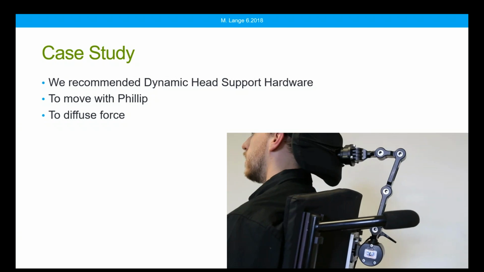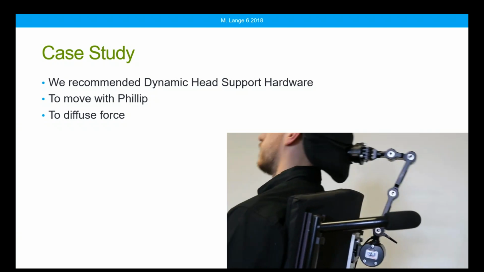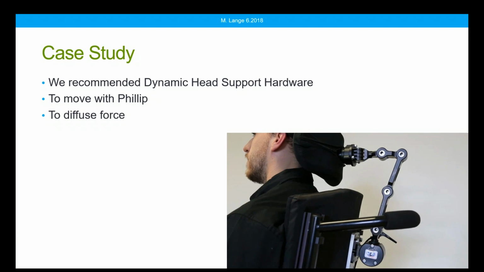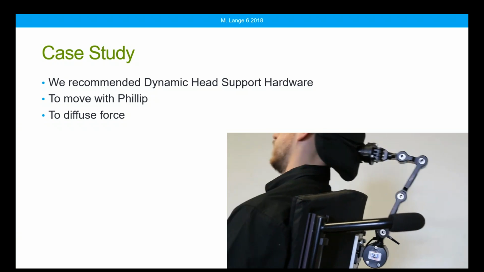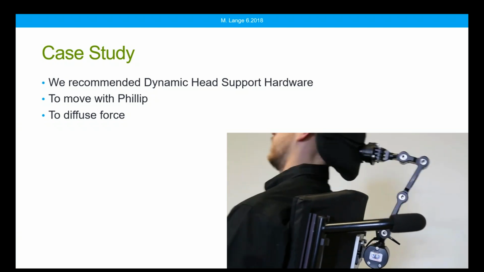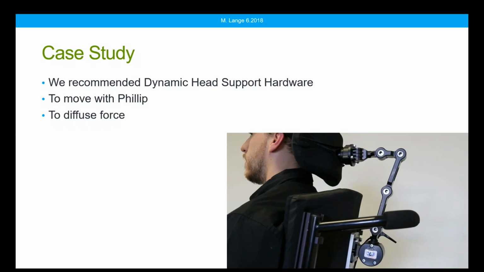We also recommended some dynamic head support hardware to move with Phillip and diffuse that force because we know that he's exerting enough force behind his head to wear his hair off. And we want to better absorb that, not just give him really tough hardware that he can't break, but absorb and diffuse the forces.